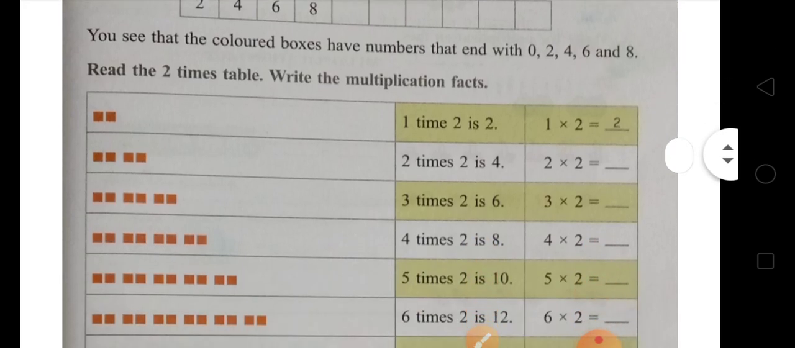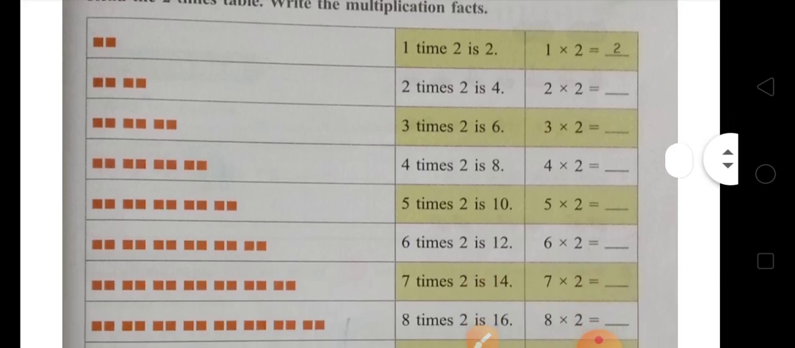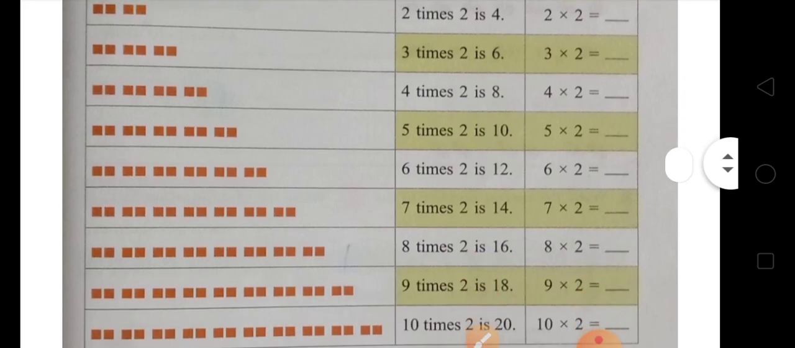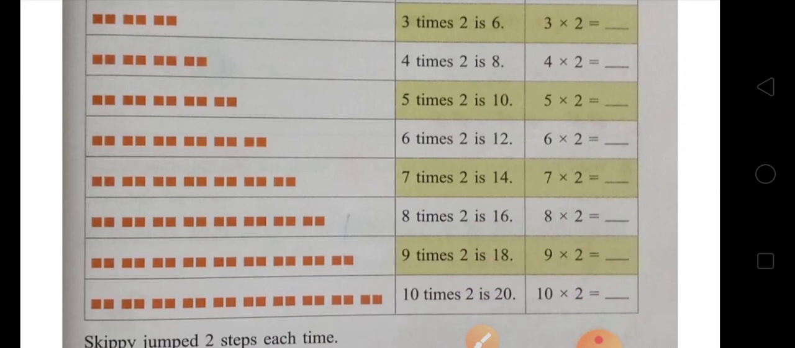So, let's start. 1 times 2 is 2, 2 times 2 is 4, 3 times 2 is 6, 4 times 2 is 8, 5 times 2 is 10, 6 times 2 is 12, 7 times 2 is 14, 8 times 2 is 16, 9 times 2 is 18, 10 times 2 is 20.